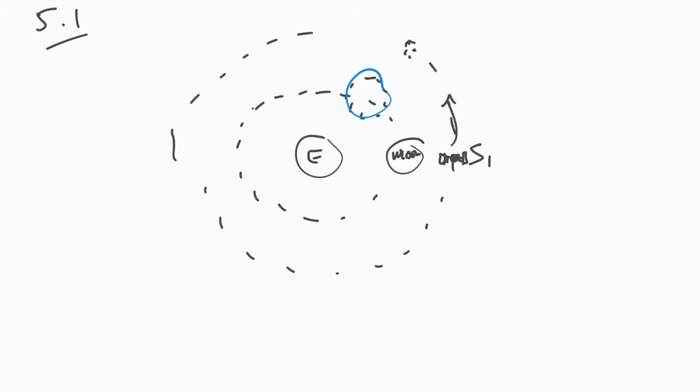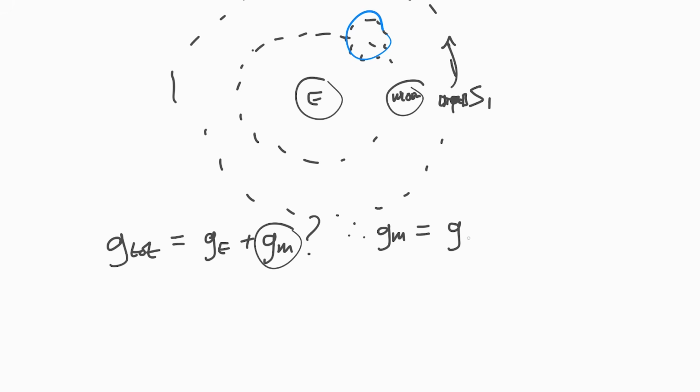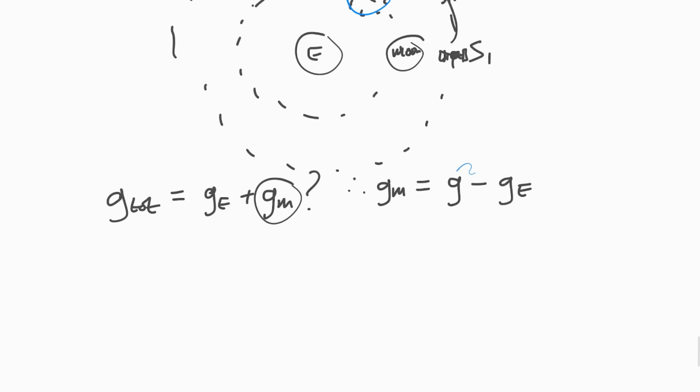Right. Okay. So total G for the satellite is equal to G due to the Earth plus G due to the Moon. And so we're looking for this, aren't we? So therefore GM is equal to G, I'm just going to call it G, take away G of the Earth. Fine. So the question is how do we find this total gravitational field strength?